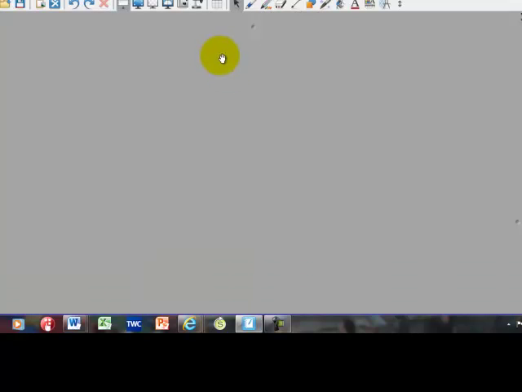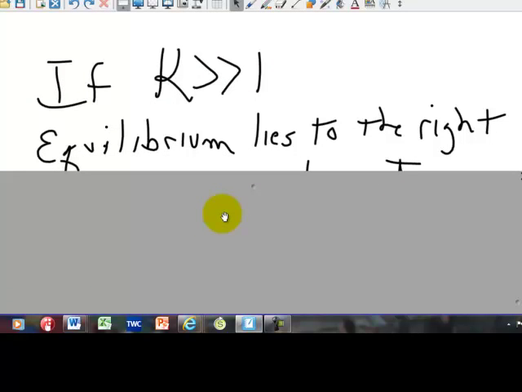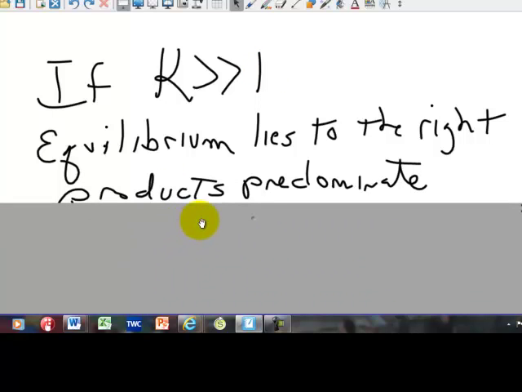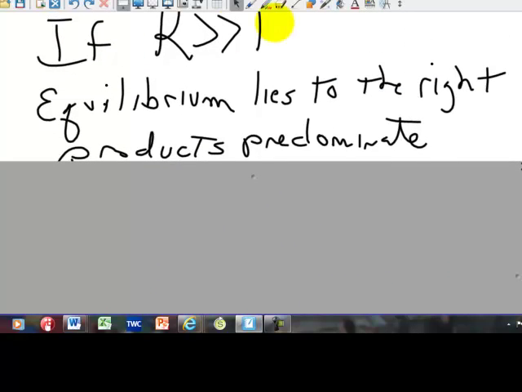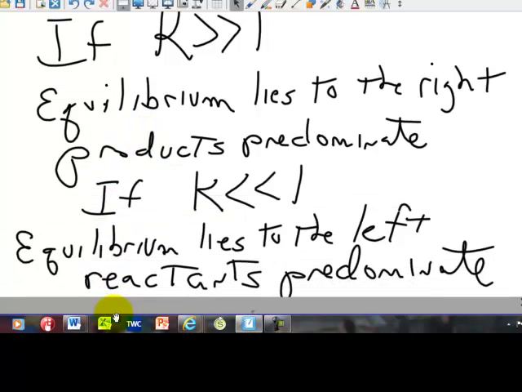And that is in fact true in general. If K is much, much greater than 1, the equilibrium lies to the right. There's a heck of a lot of products. The products predominate. Okay? K much, much greater than 1, there are more products than reactants. If K is much, much less than 1, the equilibrium lies to the left, and the reactants predominate. There's more reactants than there are products.